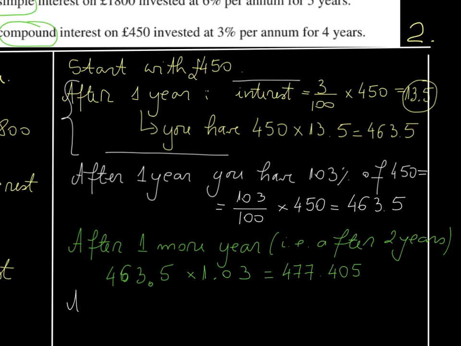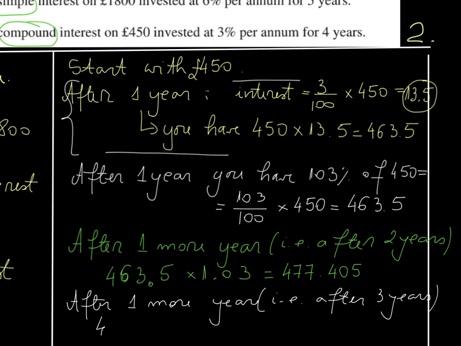Now, after one more year, so after 3 years in total, you get 477.405 times, it gives you again 3%, so it's again times 1.03, so you get 491.73. There are more decimals there, but of course I can't go more than cents.